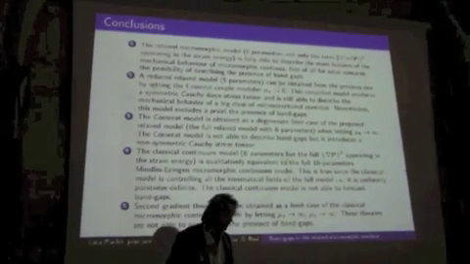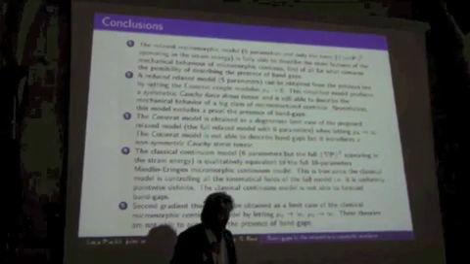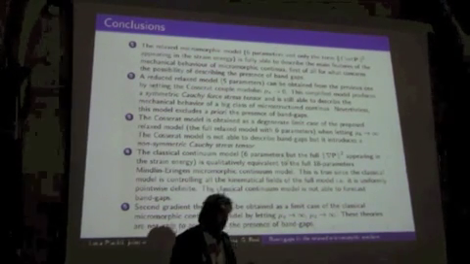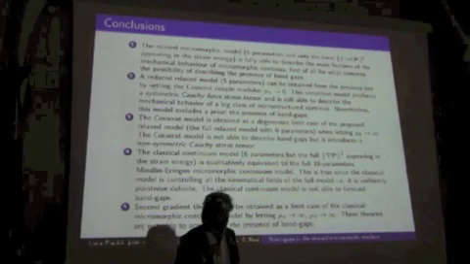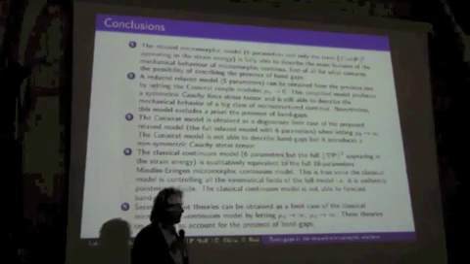Second gradient theories can be obtained as a limit case of the classical one, letting mu e and mu c go to infinity, and these theories again are not able to account for the presence of band gaps. So thank you.